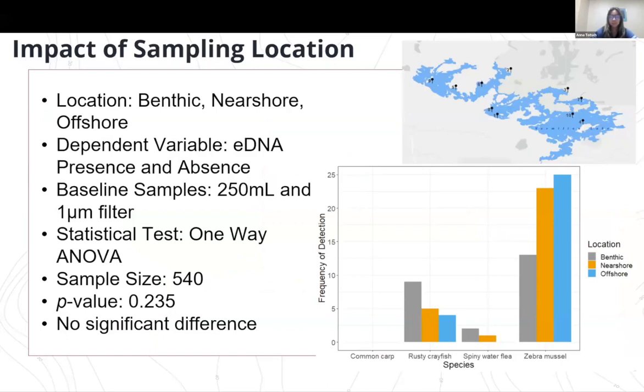Results are graphically displayed with the frequency of detection on the y-axis for location of samples taken, and species is on the x-axis. Only positive eDNA detections have been displayed in the graph. However, when running ANOVA in RStudio, we also counted non-detections.